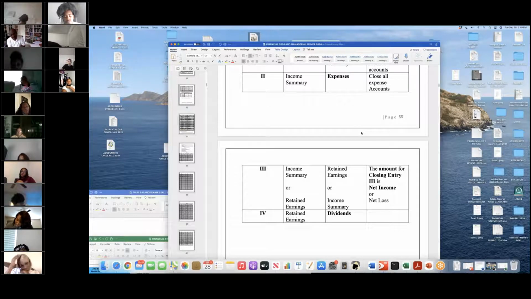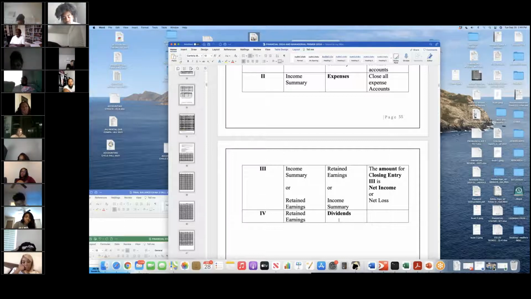Then in closing entry 3 is when we close the net income or loss. If we have a net income, we debit income summary and credit retained earnings. If we have a net loss, we're going to debit retained earnings and credit income summary. So it reverses when there's a loss. And all A students should know that. The 4th closing entry, we close out dividends.